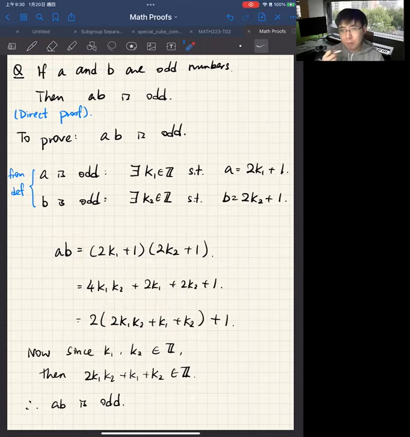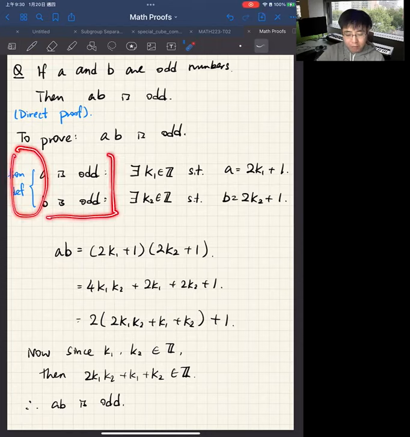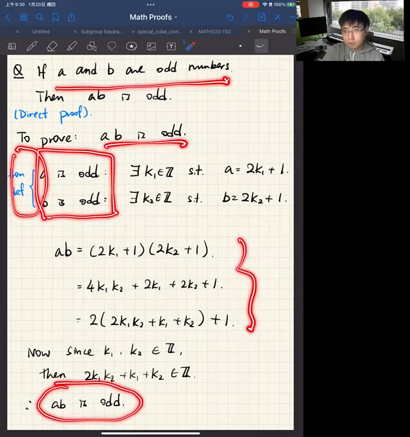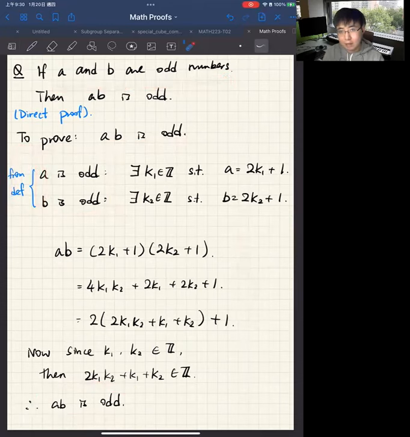So how does a direct proof look? There are some things from the definition and some things from the assumptions. So here are from assumptions, and then you try to do some calculation or some steps, and then finally you get your conclusion. It's direct, so you don't have any funny things in between. Okay.